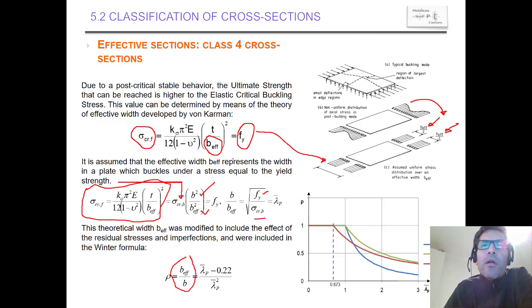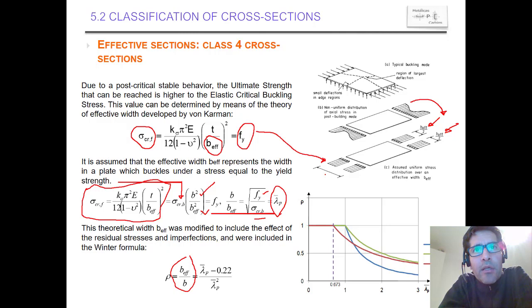So now a new parameter appears, which is lambda. What is this lambda? This lambda is called the slenderness of the plate, okay? And if we define Bf over B as rho, the initial equation provided by the one who created this method, which is von Karman, is rho equals 1 over lambda p.